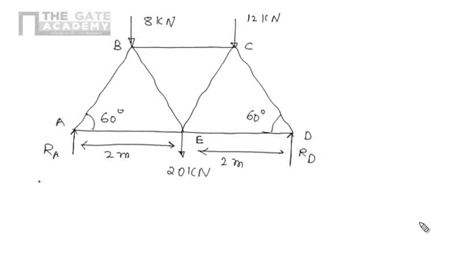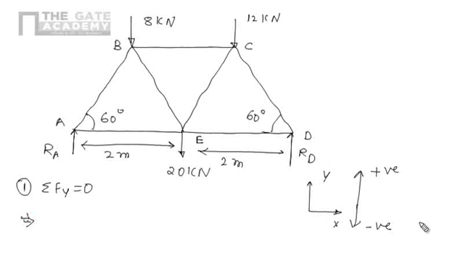So now we are applying condition number 1, that is, the algebraic summation of all vertical forces should be 0. In the vertical direction, we have the sign convention: vertically upward positive, vertically downward negative. I am talking about the y direction according to our coordinate axes, that is x and y.